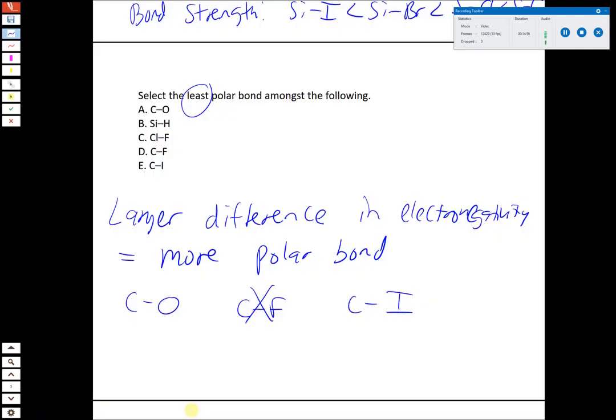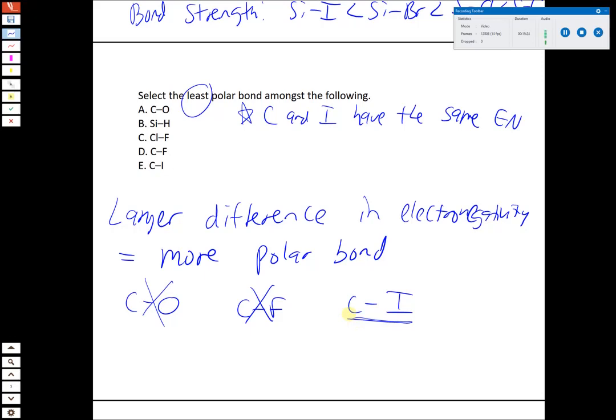And as it turns out, and I'm going to write down some benchmarks that are helpful to remember for problems like this, carbon and iodine have the same electronegativity. So a bond between carbon and iodine is basically nonpolar. So of these three bonds with carbon in them, this one is pretty close to nonpolar, so that's going to be the least polar of these ones.